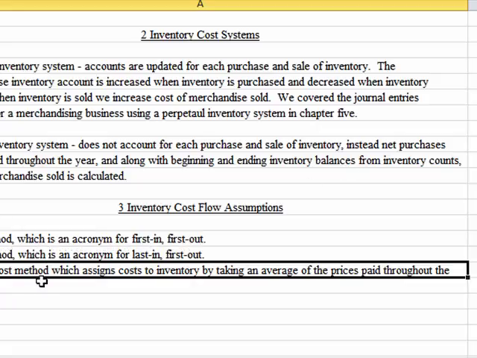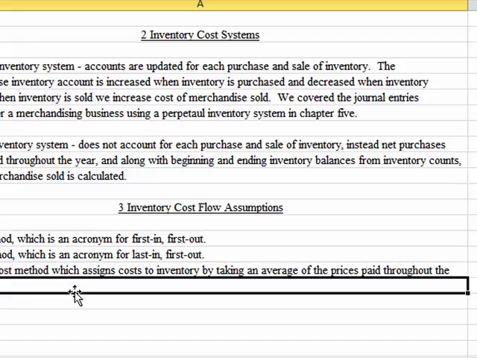And the third one is average cost method. It just takes an average of the prices that we paid throughout the year and assigns that to the ones sold and to the ones left in inventory. This might seem a little confusing in first going through it, but the problems are really very simple.